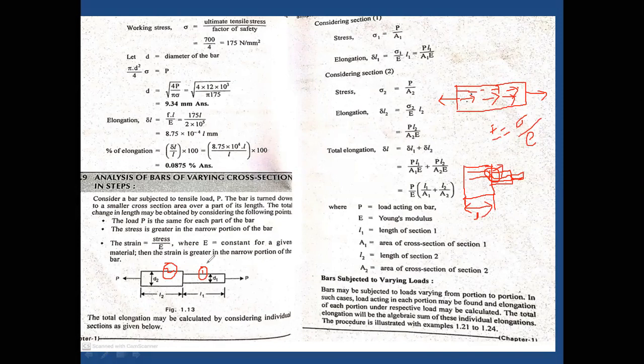While considering the first part, sigma 1 will be P by A, and the change in length will be PL by AE. While considering the second part, stress is equal to P by A2. This is because the load will be the same throughout the cross section; the only difference is the varying cross section. The area only is changing.